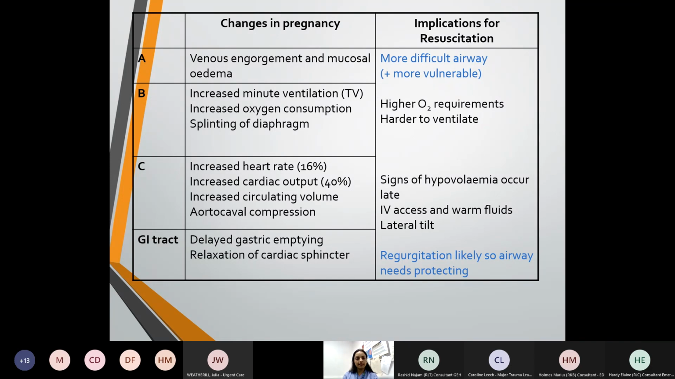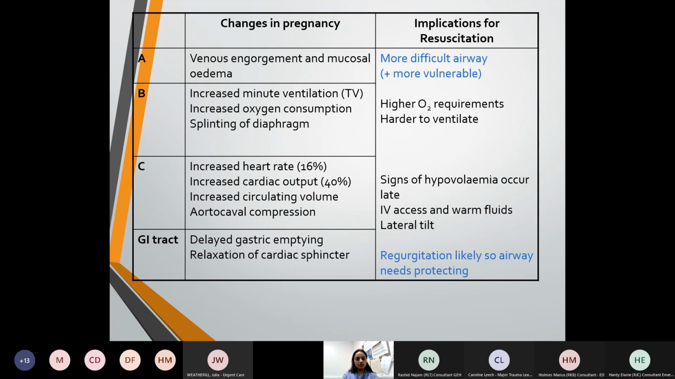With regards to breathing, there is increased tidal volume in pregnancy. The oxygen consumption is increased. There is splinting of the diaphragm because of the heavy pregnant uterus pressing on the diaphragm, causing some mechanical effect. So all this together means that the oxygen requirements for the mother are increased, and also it can be a little bit harder to ventilate a pregnant mother because of these physiological changes.